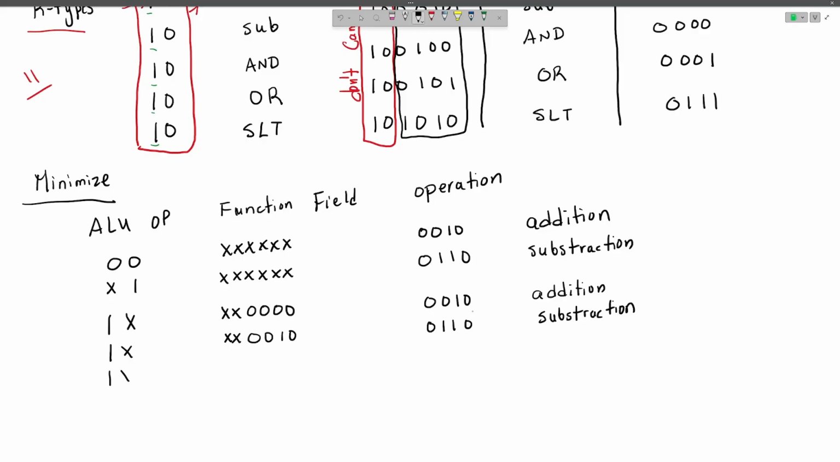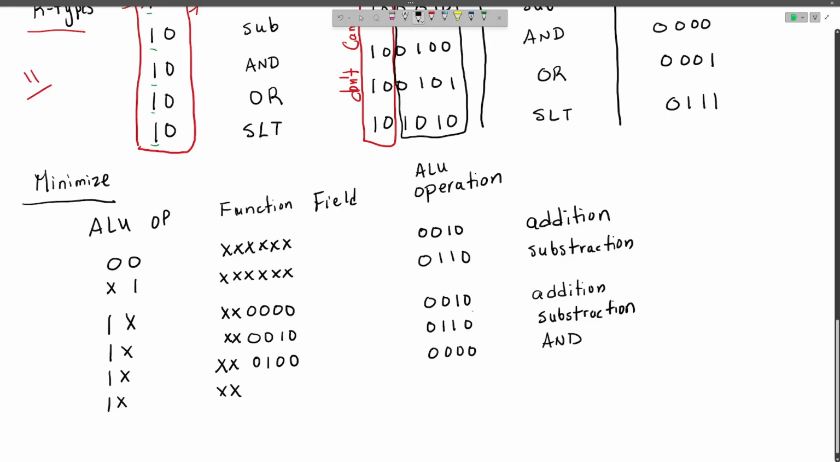Next, for our next instruction, it's going to be don't care, 0, 1, 0, 0. All 0, because that's the instruction for the ALU operation, and that's going to be an AND. And then for our next instruction, x and x, 0, 0, 0, 1.